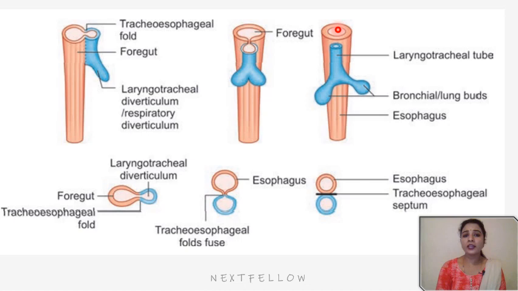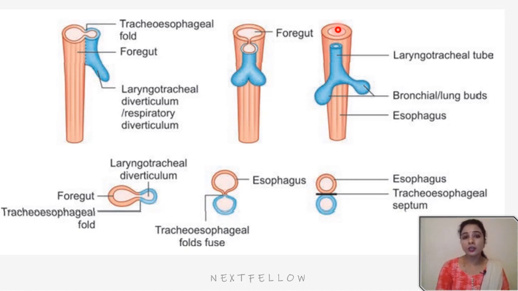The laryngeal cartilages and the muscles are derived from the somatomeric mesoderm of pharyngeal arches, the 4th and 6th pharyngeal arches. And thus the laryngeal muscles are innervated by the branches of vagus, that is the superior and recurrent laryngeal nerves, which are the nerves of 4th and 6th pharyngeal arches.